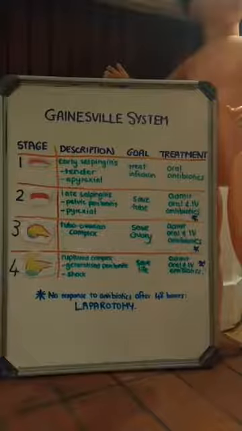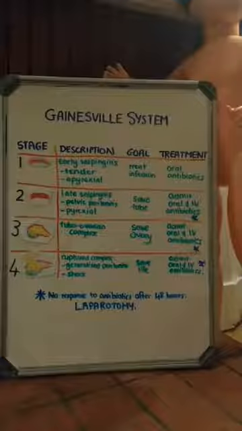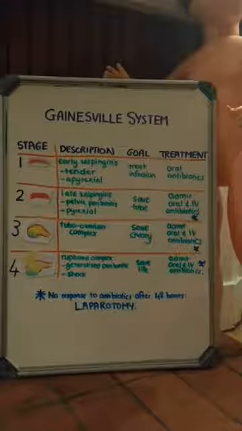Stage 3 is defined as PID with a tubo-ovarian complex. And the goal of treatment here is to save the ovary, which has now become involved. You'll notice that the treatment is the same as for stage 2, although the patient is much more sick. It's to admit her, oral and IV antibiotics.